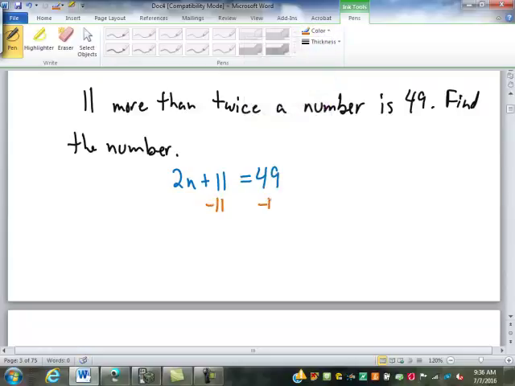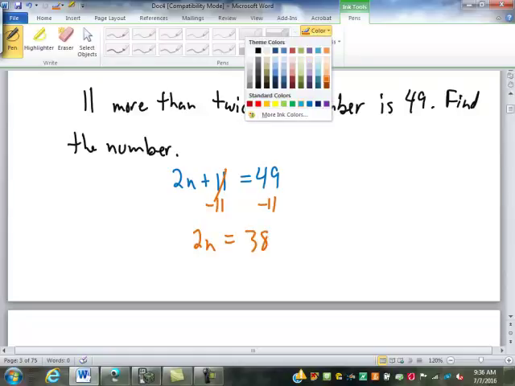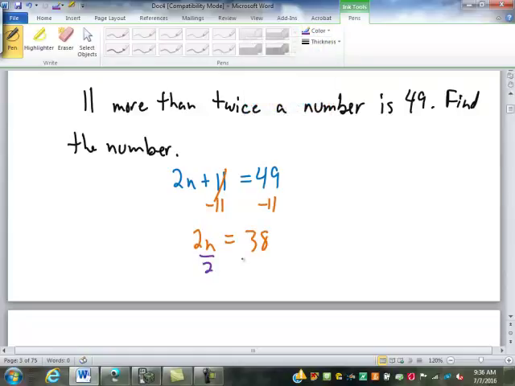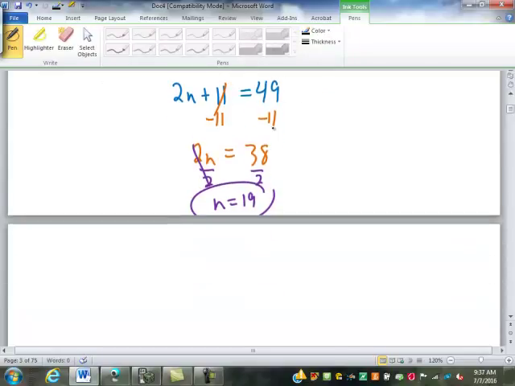Good. What's next? We subtract the 11. Good. Gives us 2n equals 38. Good. And then dividing by 2, n is 19. Our number is 19. Good job.